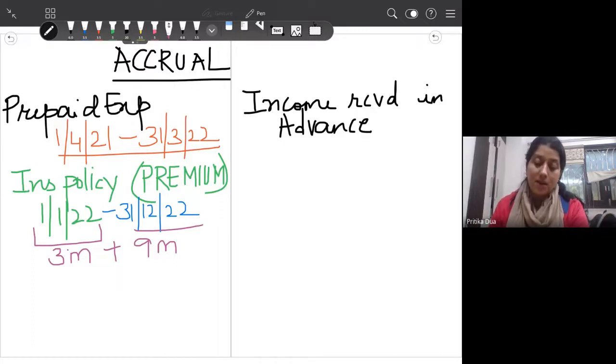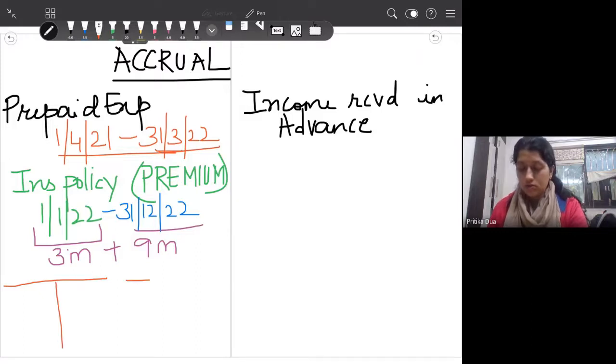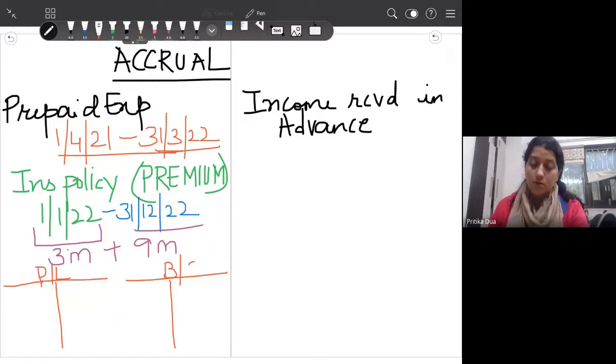So now when I am preparing the final accounts till 31st March, how will I treat this advance payment? Again, it will come on two sides. So one place will be the P&L account, and second place will be the balance sheet.